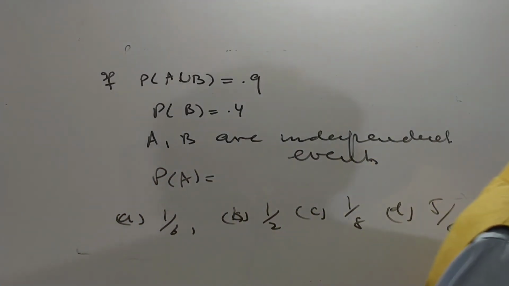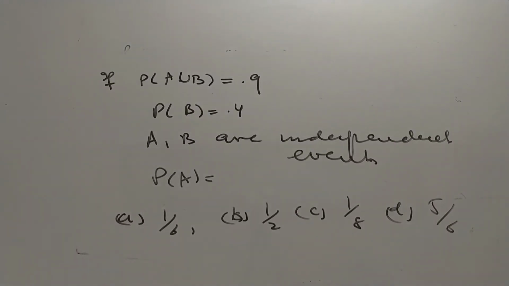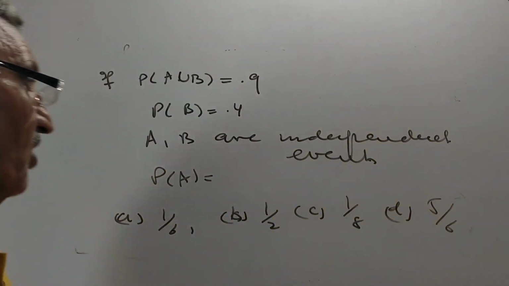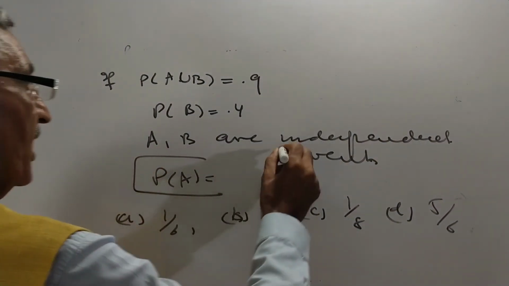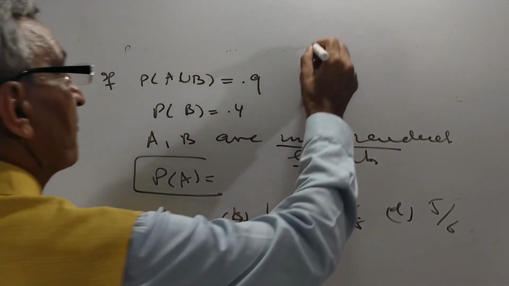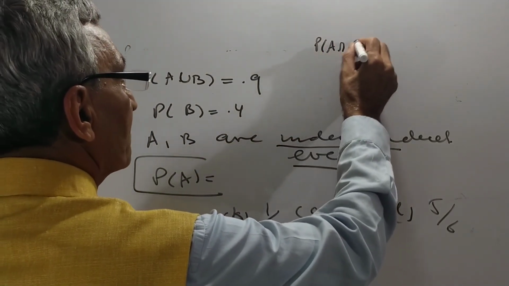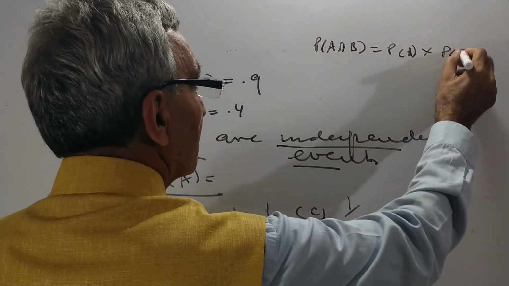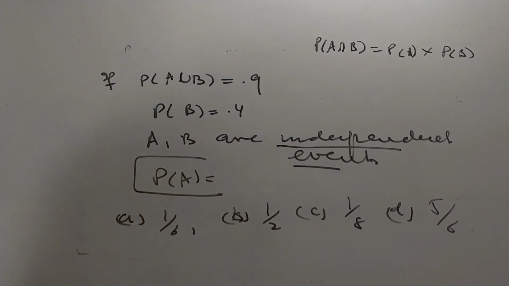Friend, this question is given to you: probability of A union B is equal to 0.9, probability of B is equal to 0.4, and A and B are independent events, then find the probability of A. That is the one to do. So the question is to find out the value of probability of A. They are independent. Independent means probability of A and B is equal to probability of A into probability of B.